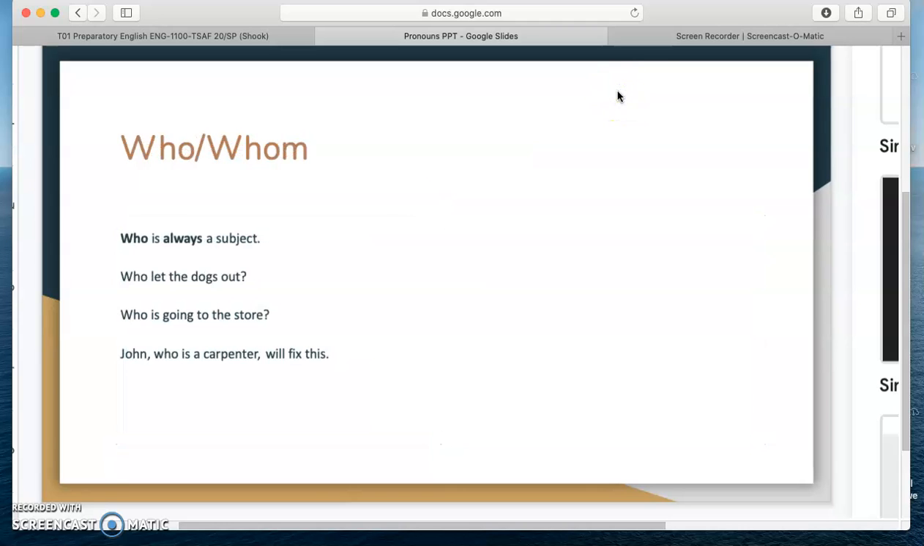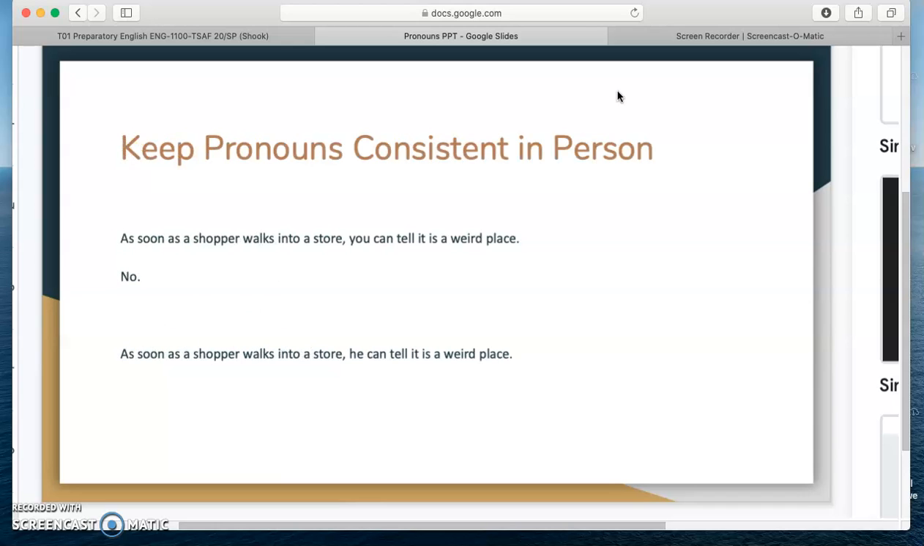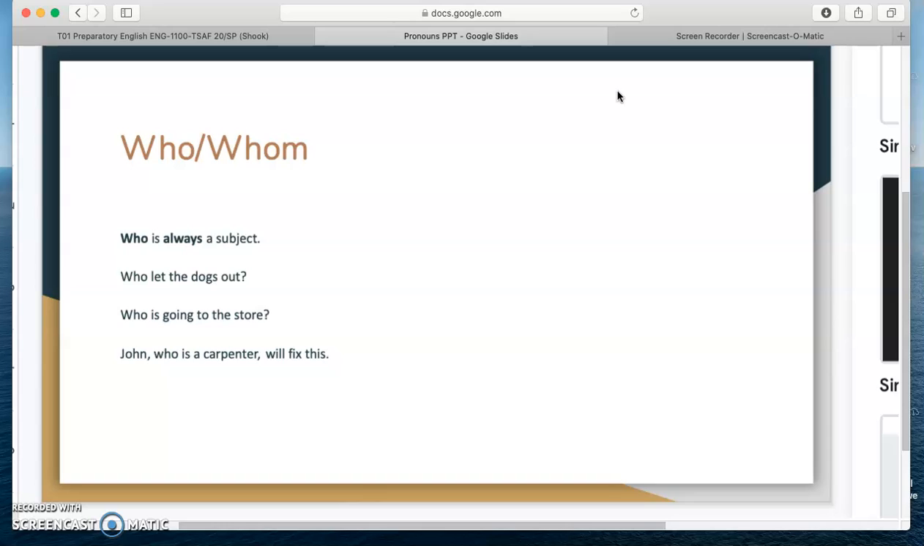Now, we're almost done, but we have a who and a whom discussion, and yes, we have 3 slides left. Let's talk about who versus whom. Who is always, always, always a subject. Popular song, Who Let the Dogs Out? Who is going to the store? Again, we have an adjective clause. John, who is a carpenter, will fix this. Who will always be a subject.